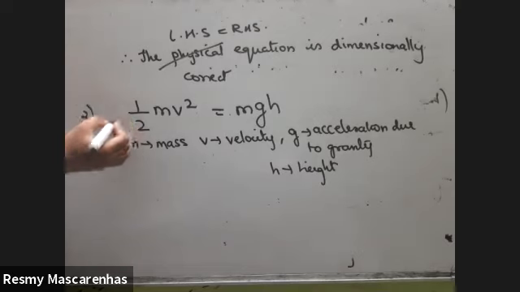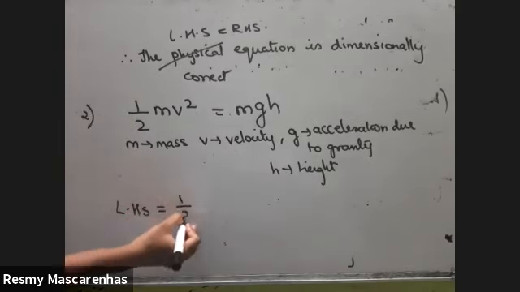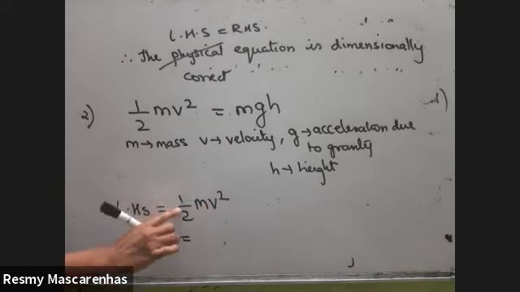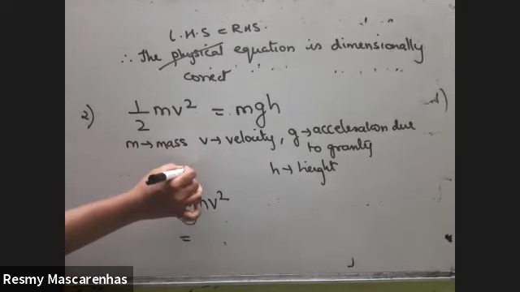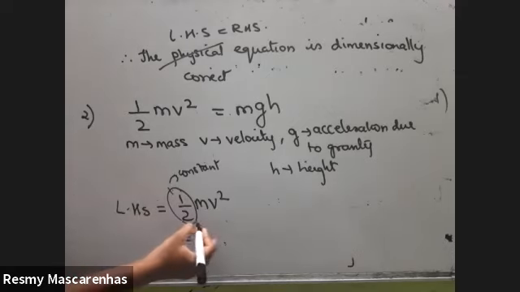I take the left hand side. Half mv square. But while substituting the dimensions, as I told you, you can ignore the constant, so half is not to be considered while calculating. Now m means mass. Put the dimension of mass. You have to practice all the dimensions, because no one will give you the values of the dimensions.